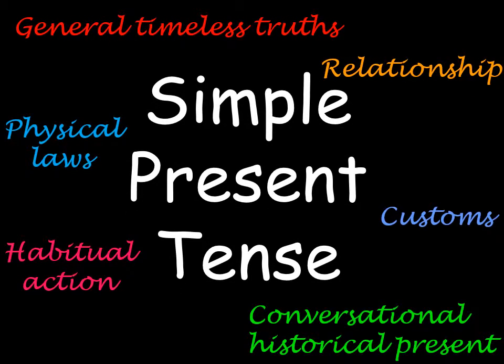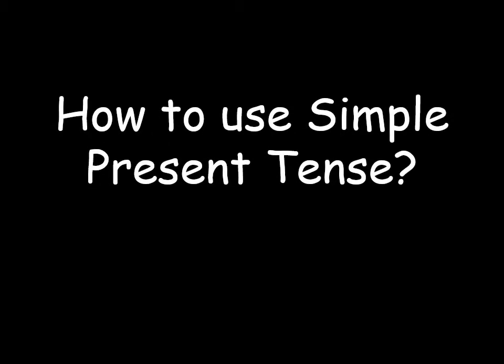Simple present tense expresses general timeless truths such as physical laws or customs, habitual action in the present, relationships, the conversational historical present, and with be and other stative verbs to indicate states. How to use simple present tense?